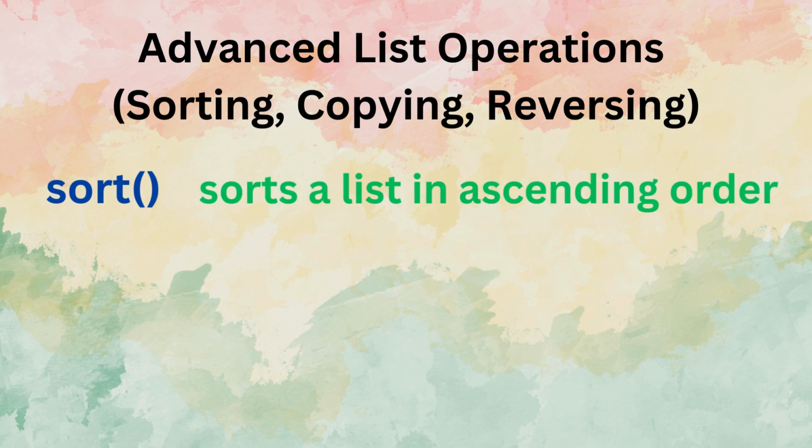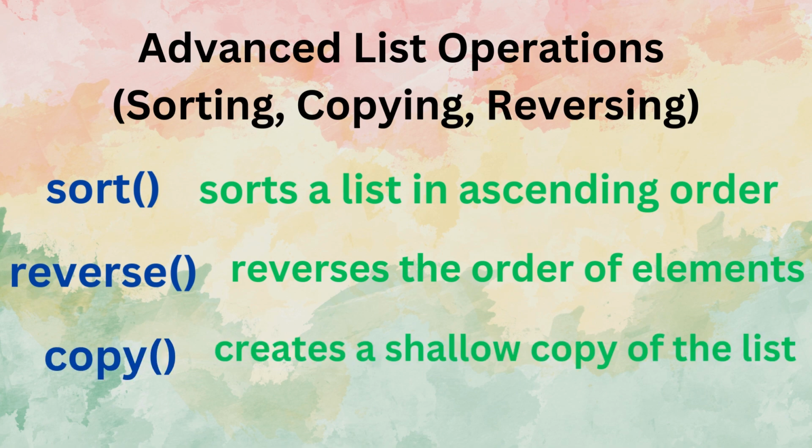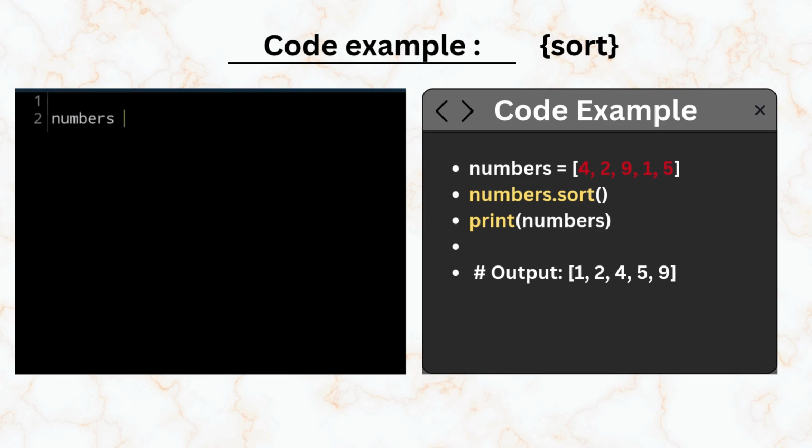Now, let's explore some advanced list operations. Sort sorts a list in ascending order. Reverse reverses the order of elements. Copy creates a shallow copy of the list. Let's see the tutorial.